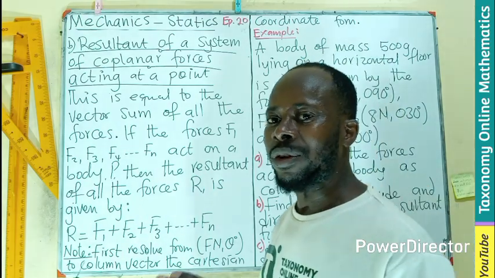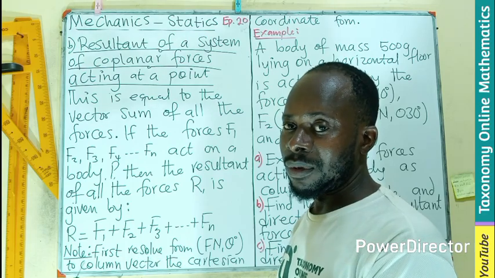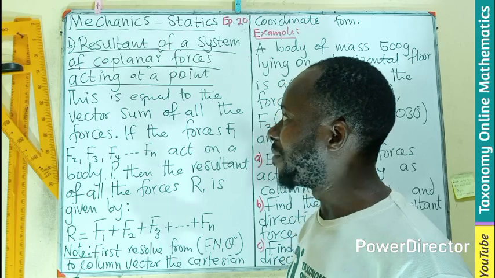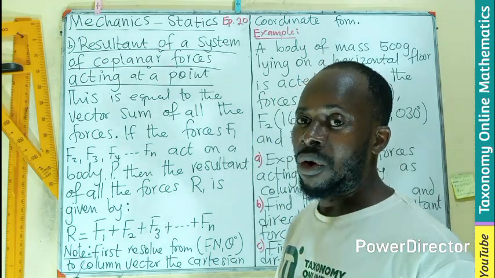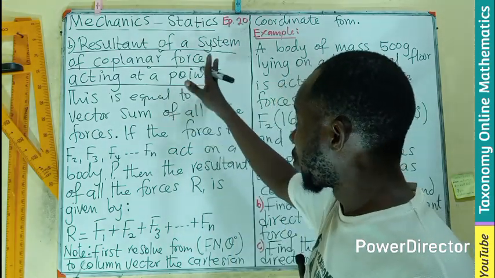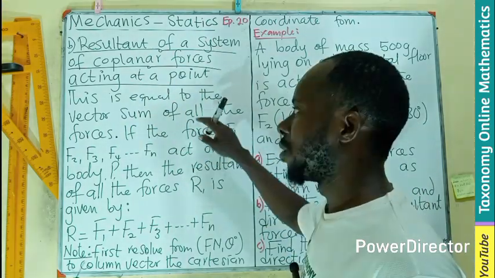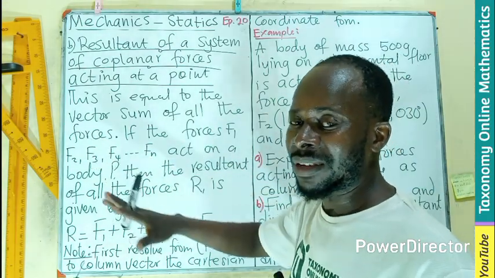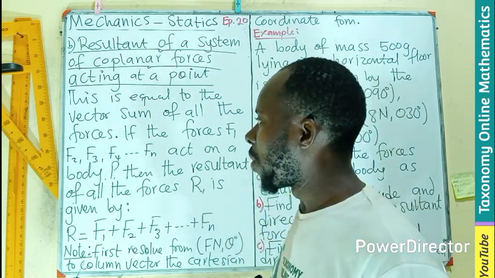The first aspect was the resultant of coplanar, concurrent forces acting on a point. So they are all acting from a particular point. The second one is when we are having a resultant of a system of coplanar forces on the same line. So the resultant of this system of coplanar forces acting at a point is equal to the vector sum of all the forces. So if there are 10 forces, the resultant of all those forces becomes the vector addition of all those forces.